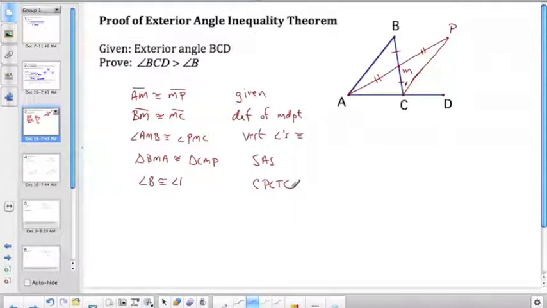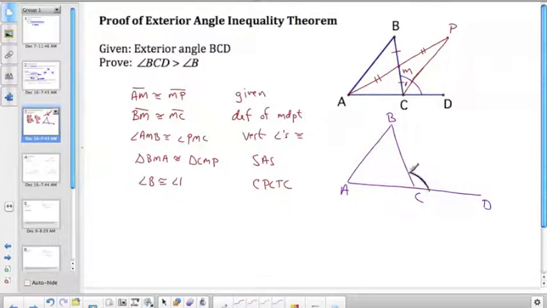Now, angle B is a remote interior angle to angle BCD. So if we're looking at angle BCD from the original picture, and maybe it would help if I redrew that. So A, C, D, B. So this angle right here is the exterior angle, and then this one is the remote interior. So what we're trying to prove is that angle BCD is bigger than angle B.